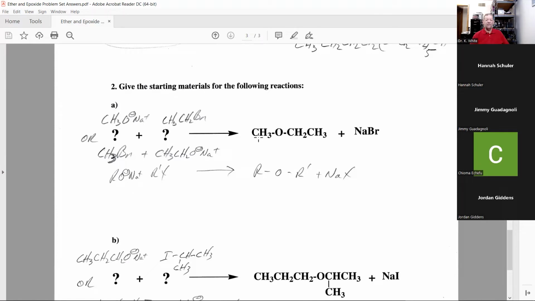Now, I can call the methyl R, the ethyl R prime, and I'd get the top reaction. I can call the ethyl R and the methyl R prime, and I'd get the bottom reaction. Which one is correct? In this class, they both are.